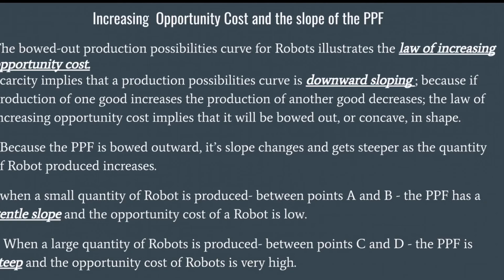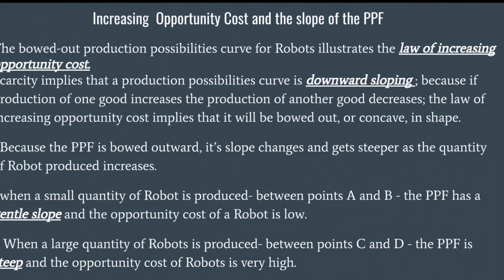Because the PPF is bowed outward, its slope changes and gets steeper as the quantity of robot produced increases. We also saw that in the constant opportunity cost, the slope is constant, the ratio of change from one point to another is the same. But whereas it changes in increasing opportunity cost.